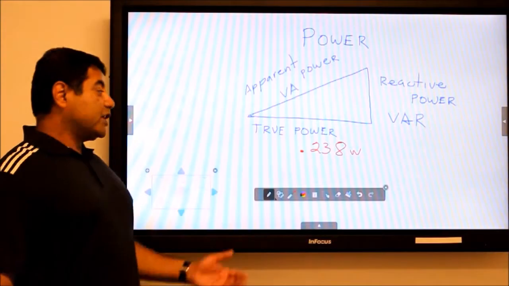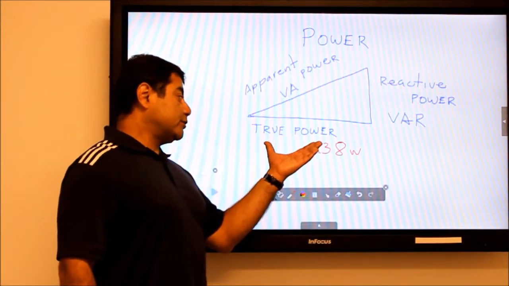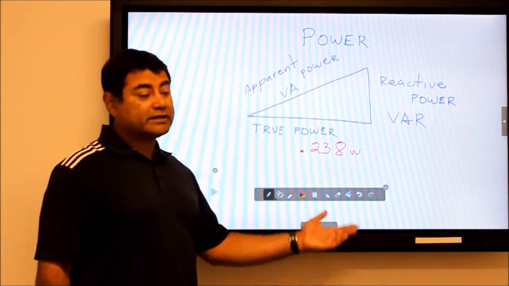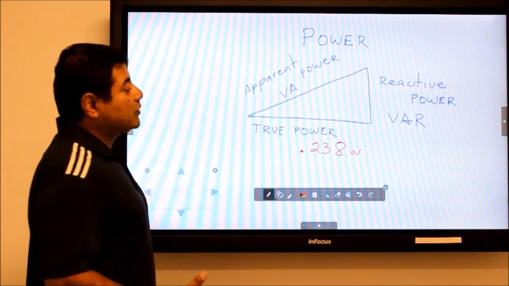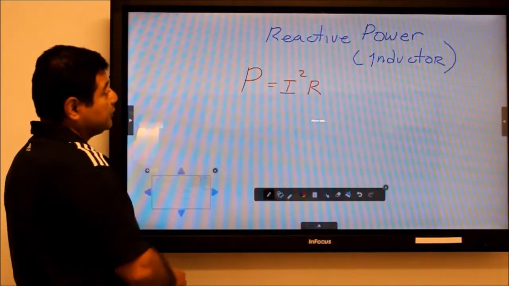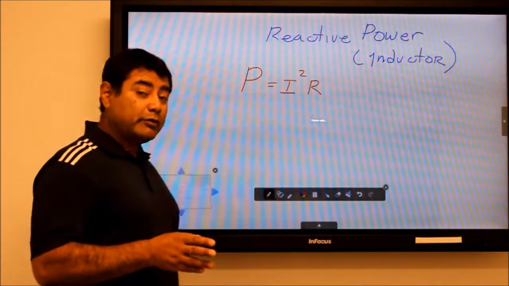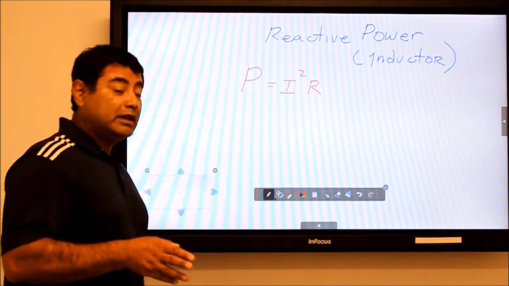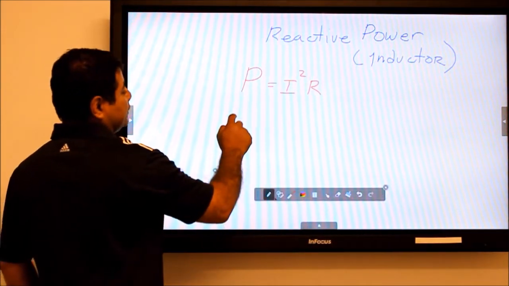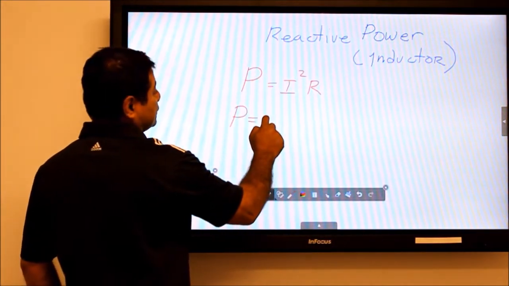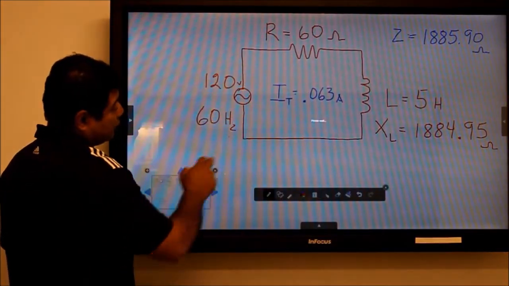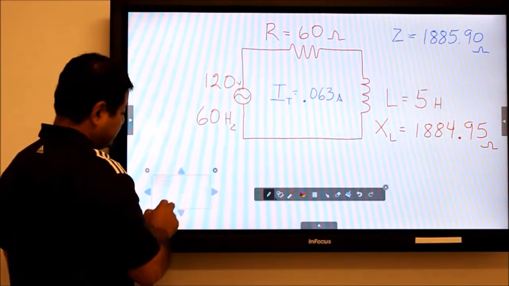So as you can see, we have calculated now true power, which is the power that comes from the resistor, and we calculated it to be 0.238 watts. The next step is for us to calculate the reactive power. And of course, the reactive power comes from the inductor. And that's also very key for you to remember where these powers come from. Now that I know that the reactive power comes from the inductor, I use my power formula again, and I just substitute the values. So we go back to our current again. We're going to square the current to get our current value is 0.063 amps.